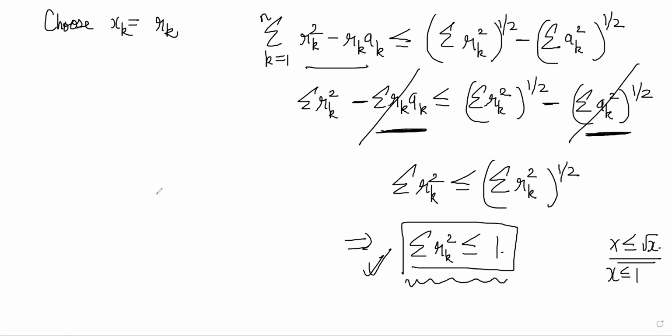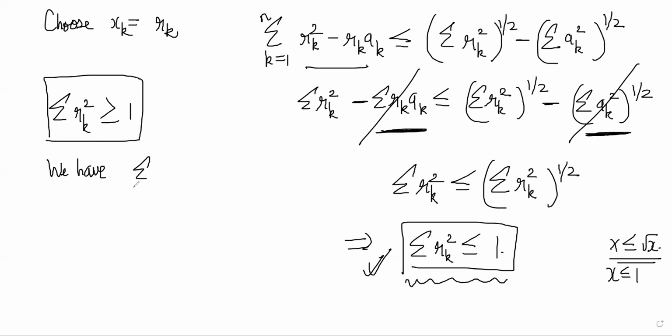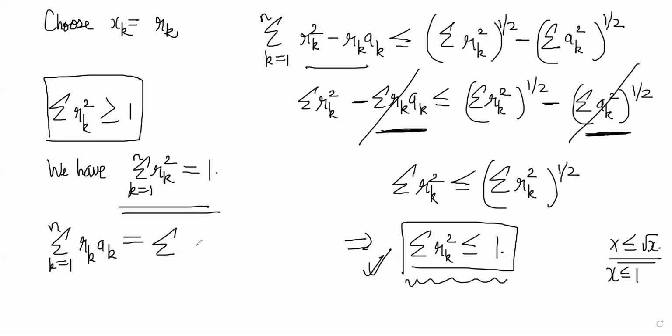And in the previous case, we had concluded that summation of rk square was coming greater than or equal to 1. So together with this, it means that we have summation of k goes from 1 to n rk square is equal to 1, right? Great. And earlier we had also shown that summation of k goes from 1 to n rk ak was equal to summation of ak square, k goes from 1 to n, power half, right?